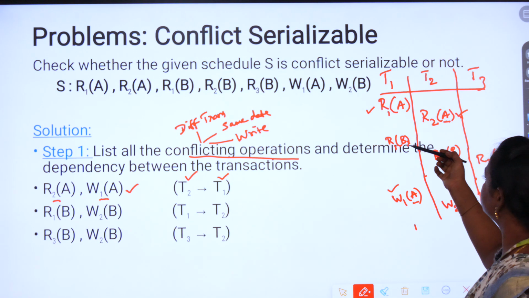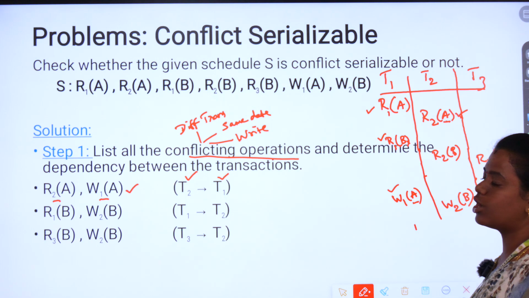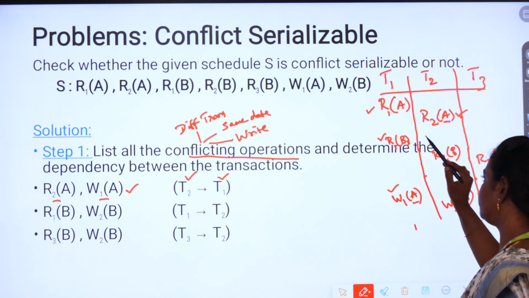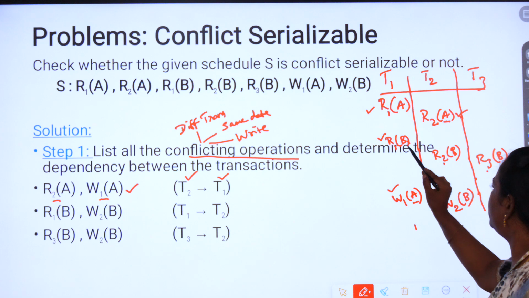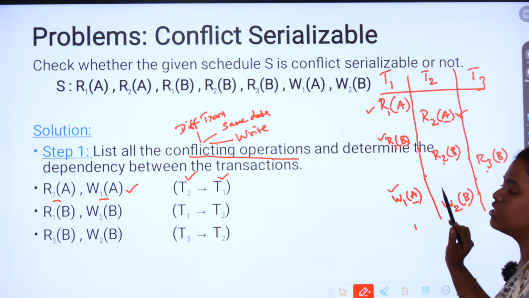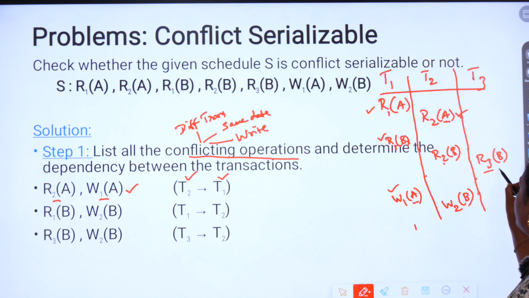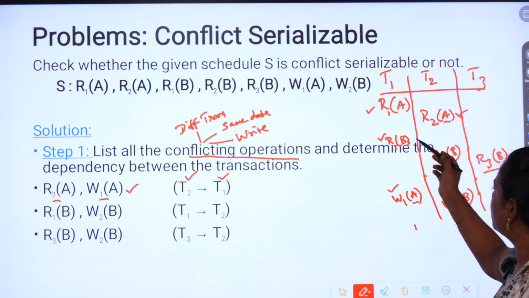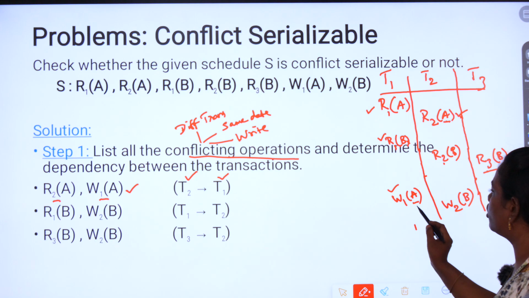Okay, and then I am going to check the next data. Your next data is R1 of B. So I am going to compare it with the remaining transactions. R1 of B, I am going to compare with R2 of B. Here both are read operations, so definitely there is no conflict. And then next I am going to compare with R3 of B. Here both are read operations, so definitely there is no conflict. And then here it belongs to the same transaction, so I am not going to compare this.